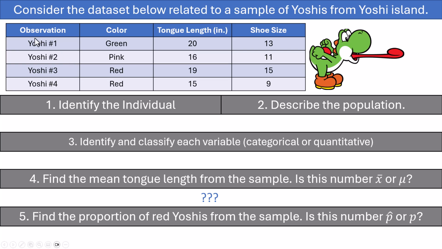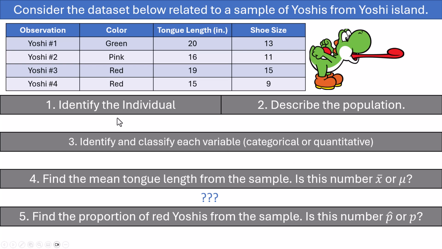Okay, so for the Yoshis here, hopefully you're familiar. Yoshi is the friendly dinosaur from the Mario franchise, and he's got very big shoes, which is why we're looking at the shoe size. He's got a really long tongue, so that's why we're looking at the tongue length, and they actually come in different colors as well. So if you didn't know about Yoshis, this is a Yoshi.